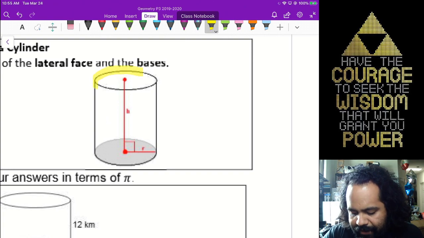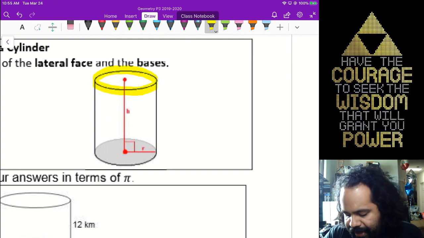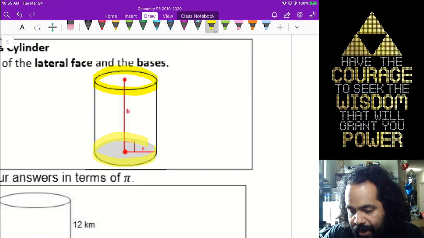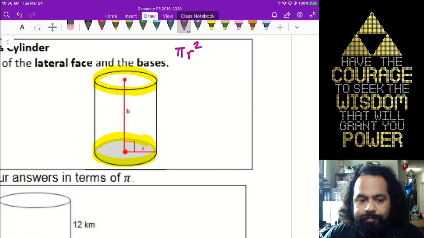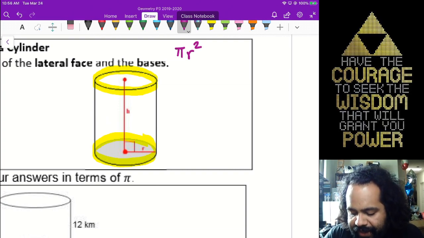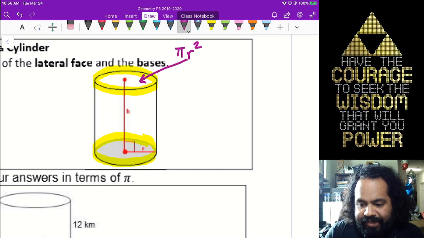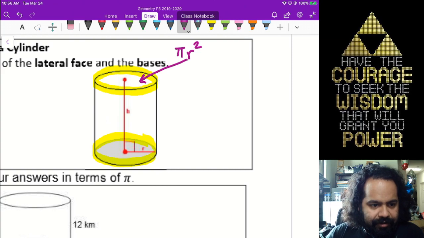Some of you guys might remember it, some of you might not. That's okay. The area of a circle is pi r squared. Right, so that's how you find the area of these bases. What's up, Ricardo? Nick, welcome back, buddy. Yeah, pi r squared, that's the area of your circle.